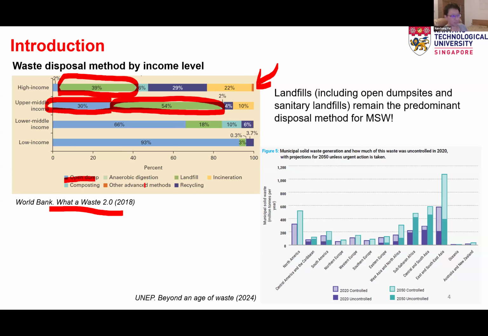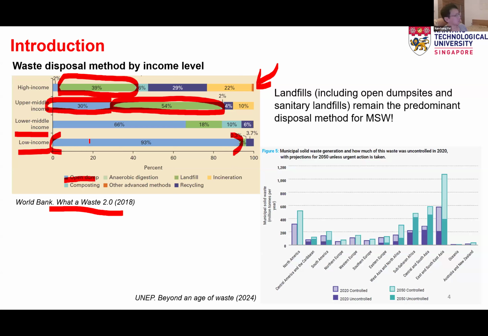So that is one key problem we are facing now: we have a huge amount of waste that we need to deal with. At the same time, a lot of the waste is stored in either landfills or dump sites. This problem is even more pronounced in the lower middle income and low income countries. As you can see, for low income countries, even 90% of the waste is dumped to the environment without proper control.